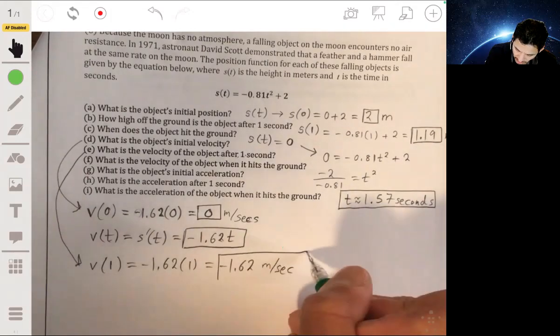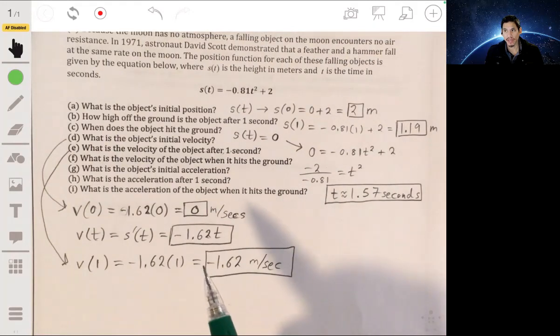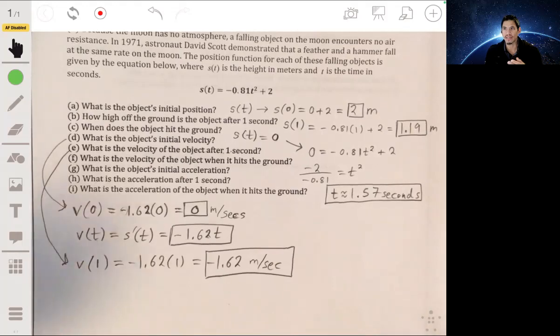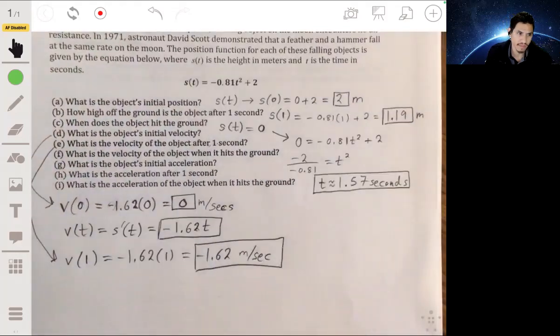Now don't forget what that negative means. We have a negative there because velocity specifies direction. Usually when we talk about speed, it's only the rate of change. Speed doesn't account for direction, but velocity does. So this still has the same speed of 1.62. The negative is just telling you it's moving downward in this case. So don't get confused by that.